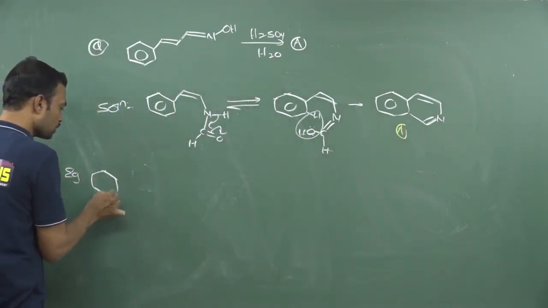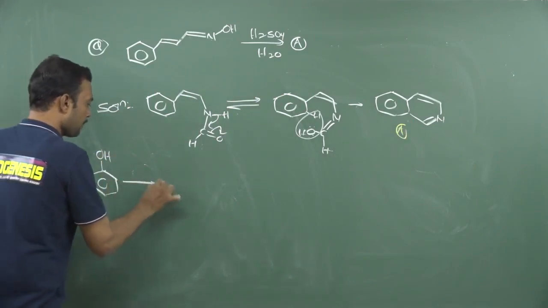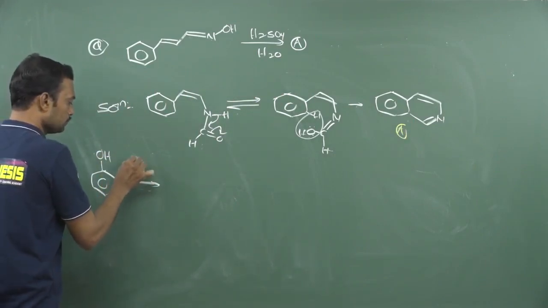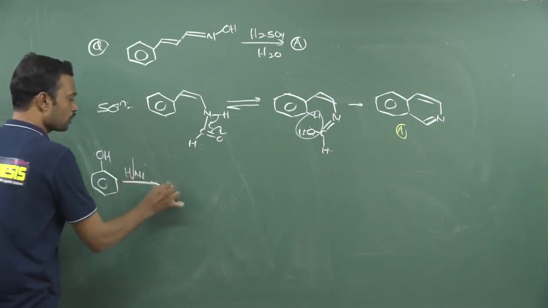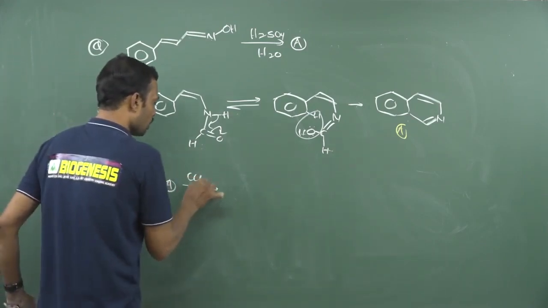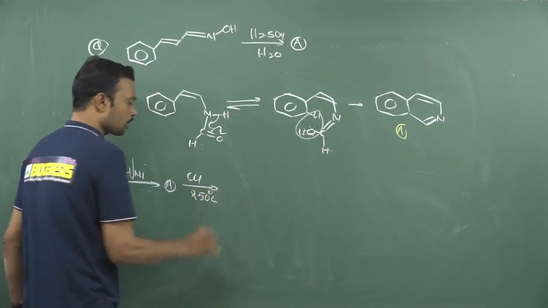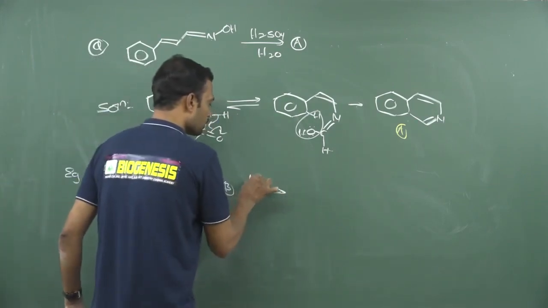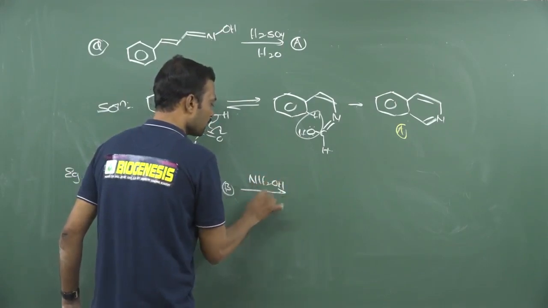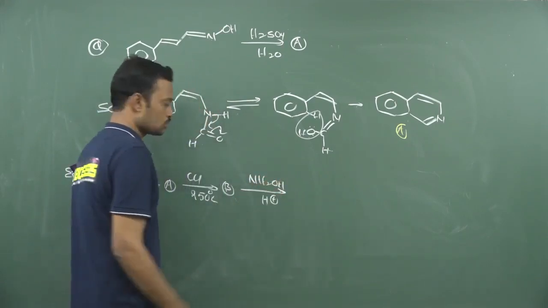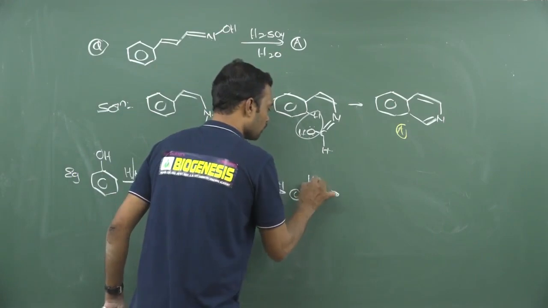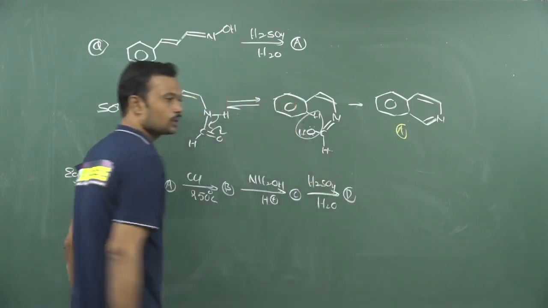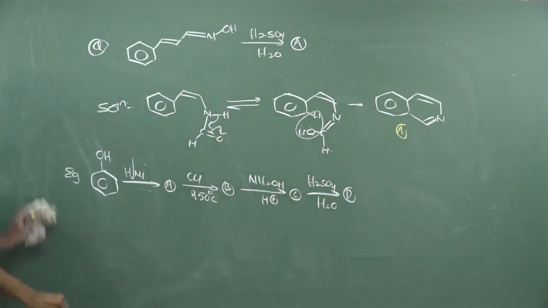Now go through this. This is phenol. Phenol on treatment with hydrogenation in presence of nickel gives A. Now we are heating with copper at 250 degrees centigrade, that gives B. After this, we are using hydroxylamine in acid medium, NH2OH, that gives C. Then H2SO4 in water, you will expect D. So what are A, B, C, D in this reaction?